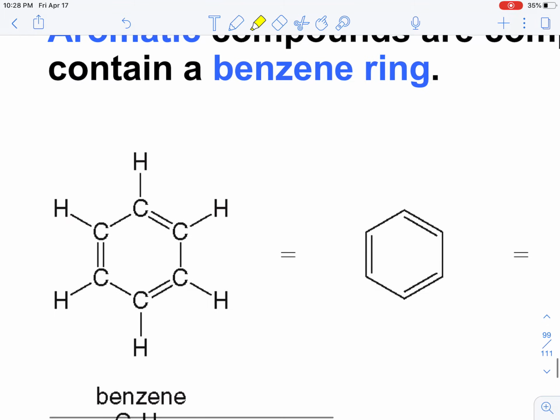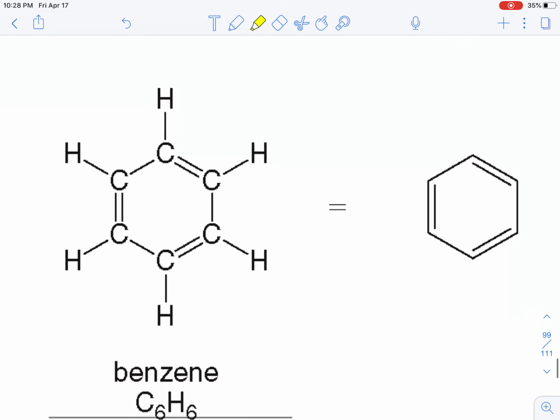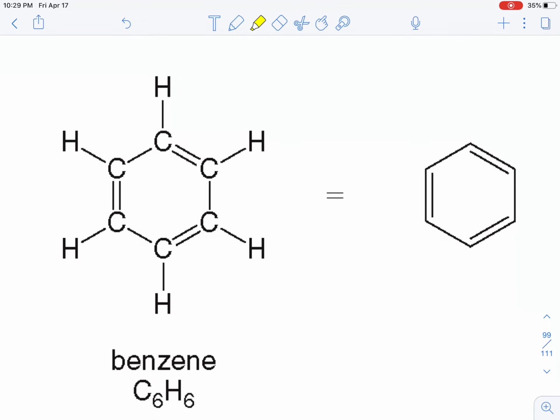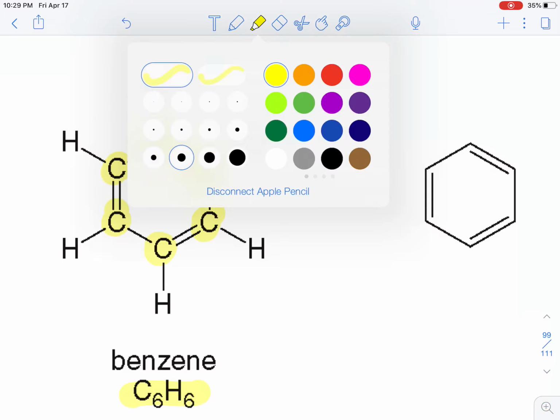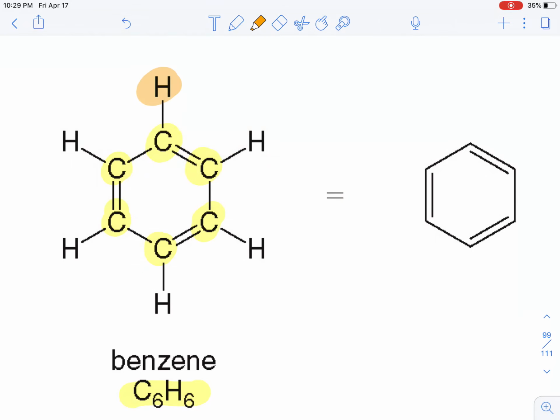Looking at the expanded structure of benzene, notice that here we have the chemical formula for benzene. The expanded structure of benzene shows us that it's composed of 6 carbons. And then on each of those carbons, there is 1 hydrogen, so 1, 2, 3, 4, 5, 6 hydrogens, giving us the chemical formula that we see at the bottom.